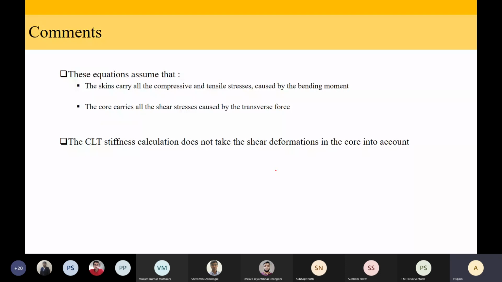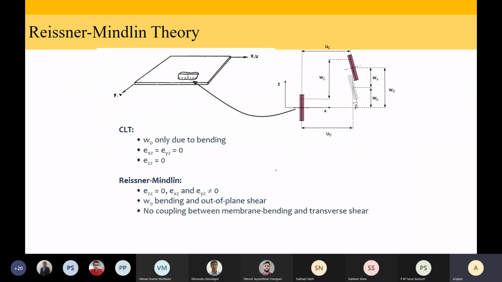If you want to take into account the shear deformation in the core, you have to use what is known as the Reissner-Mindlin theory. Reissner-Mindlin theory is an upgrade to the Kirchhoff-Love assumption and the classical lamination theory, in the sense that in the classical lamination theory, wherever there is a Z component in the strain, we have calculated it to be 0. This is because we said a straight line remains straight. So this classical lamination theory is sometimes also known as first order shear deformation theory, because the deformation is only first order.